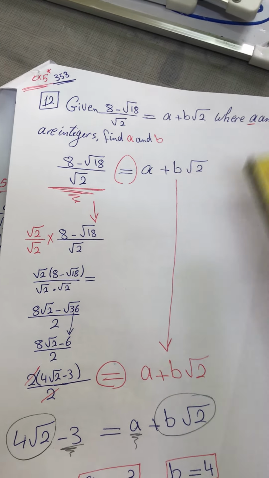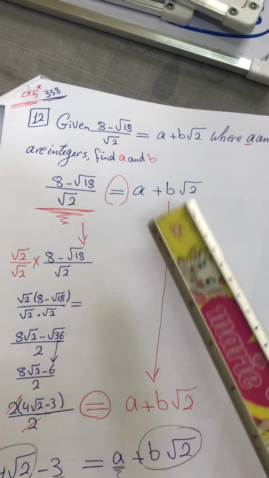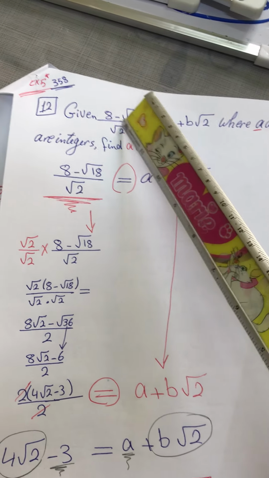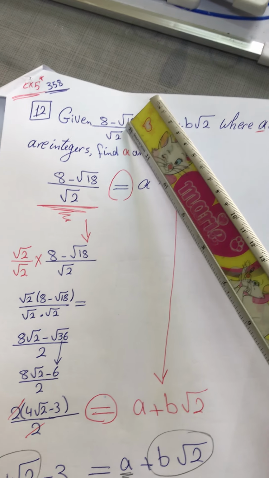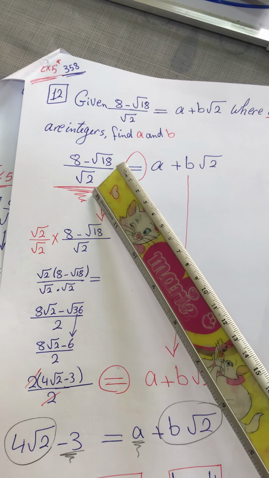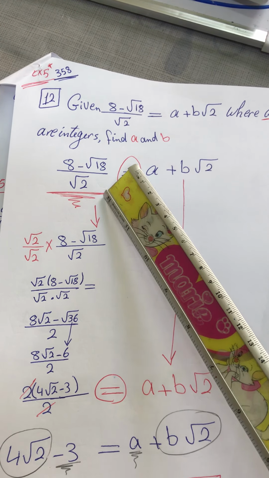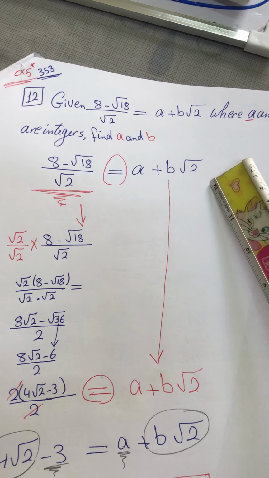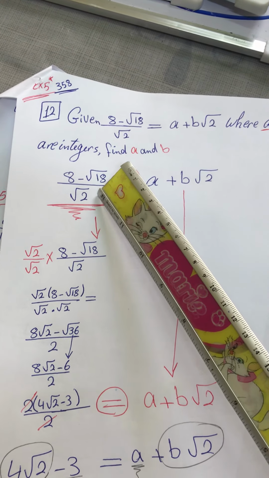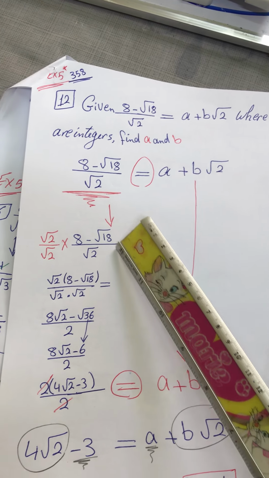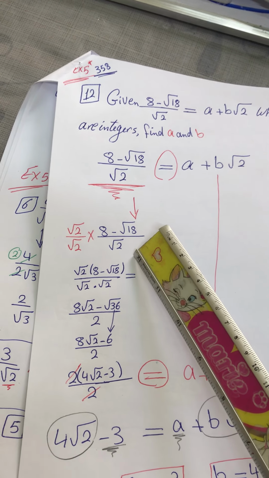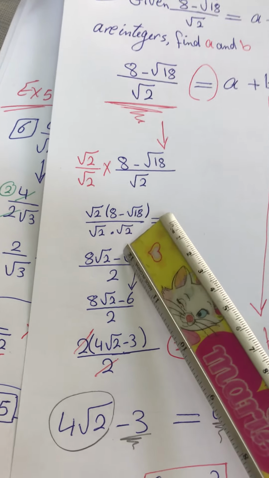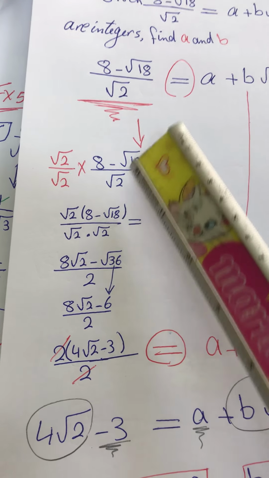I'll work with one side in the beginning and try to reach with it to the other side. I'll take the left side here. What I have in the left side, I have fraction 8 minus square root of 18 over square root of 2. Okay, equal a plus b square root of 2. I'll take this part and start to solve it. Rationalize it. Multiply by square root of 2 up and down. And complete your solving. Square root of 2 open brackets with the numerator.